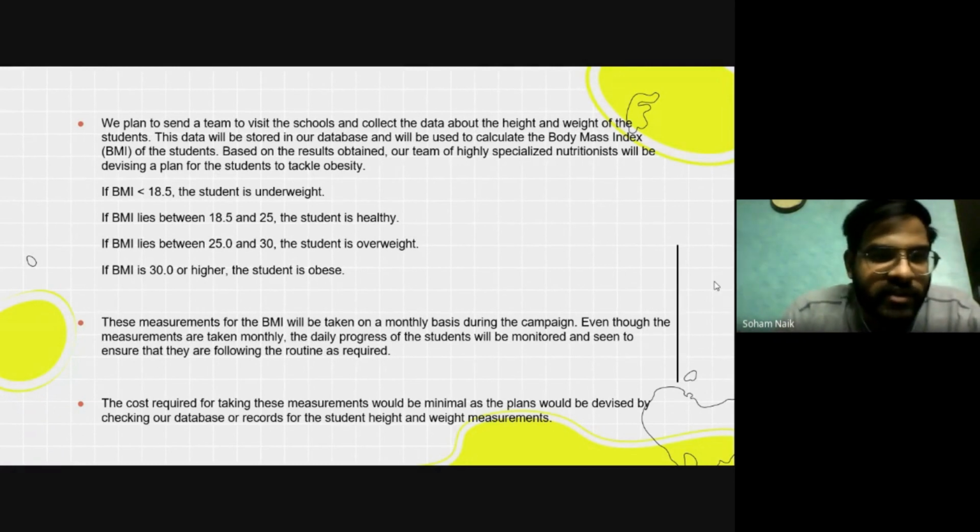Moving on, taking the evaluation plan further, we plan to send a team to visit the schools and collect the data about the height and weight of the students, as mentioned by Madhavesh. This data will be stored in our database, and it will be used to calculate the body mass index, that is the BMI of the students.